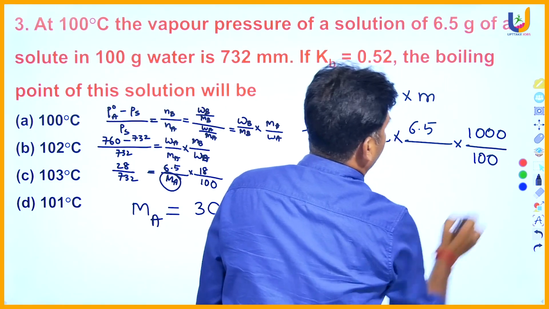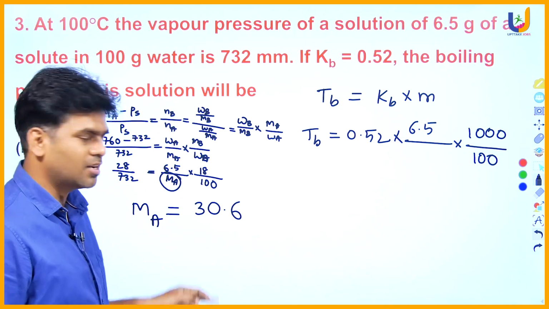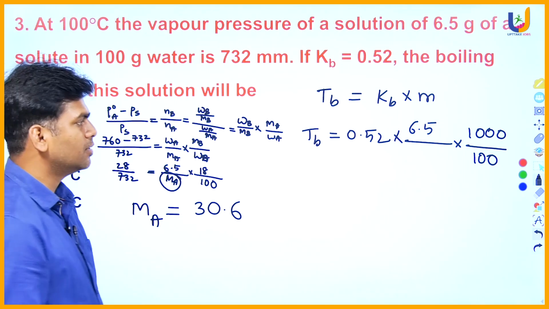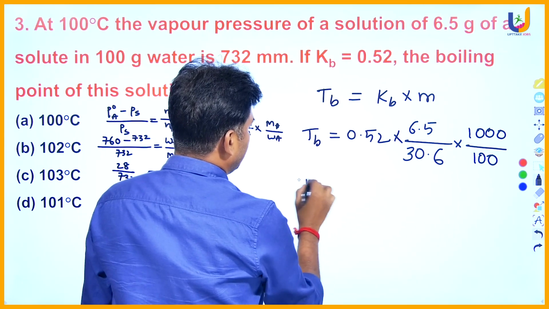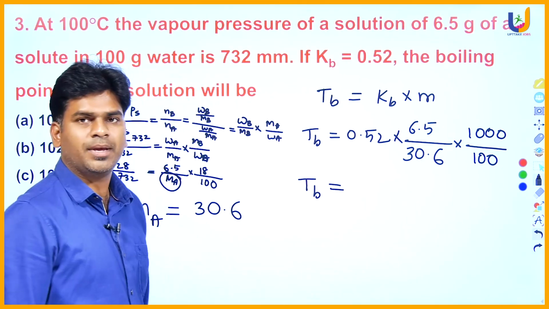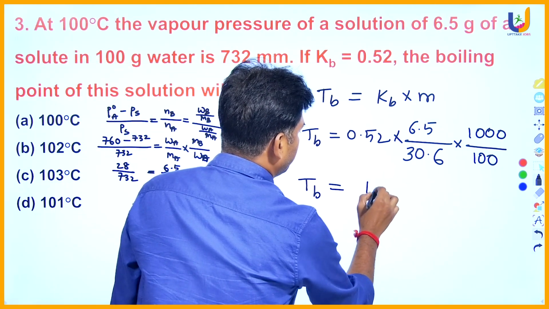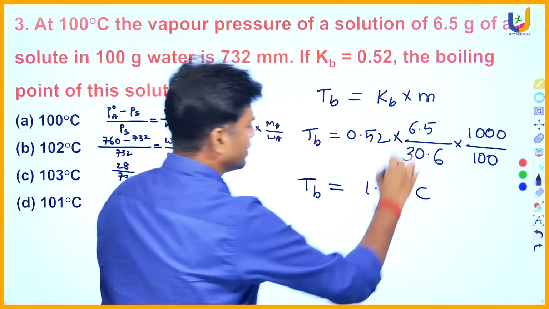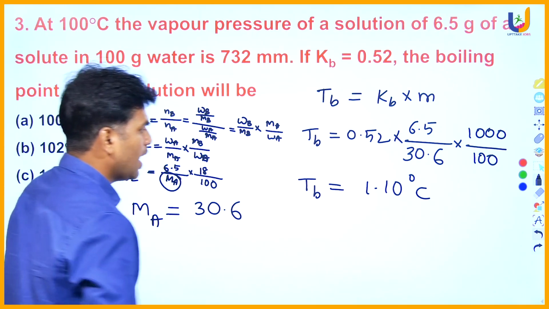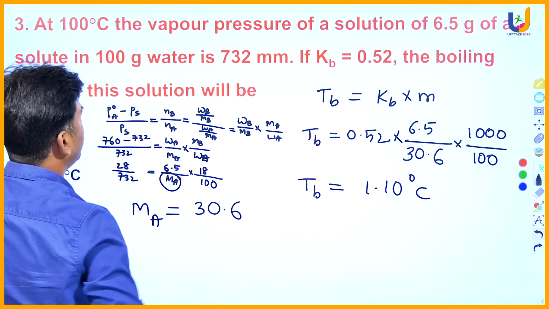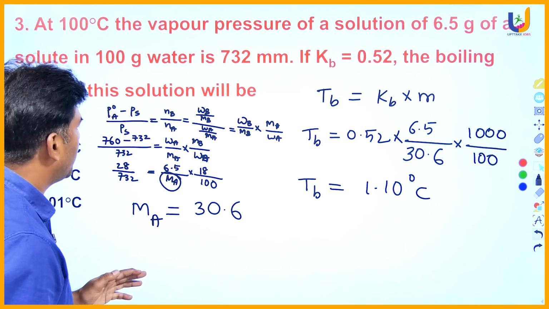What is the weight of solvent here? 100. And here we need to know one more thing, gram molecular weight of the solute. Just now we have found it, what is that? 30.6. So finally we get delta TB. After simplification we will be getting 1.10 degree Celsius. How much we get? 1.10 degree Celsius. So what will the boiling point of the solution be?